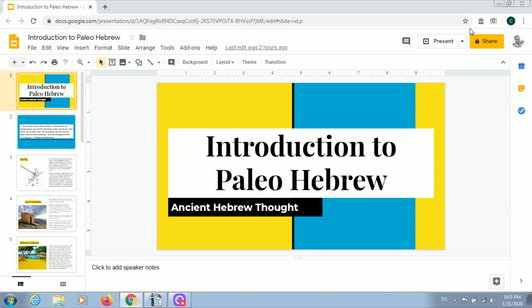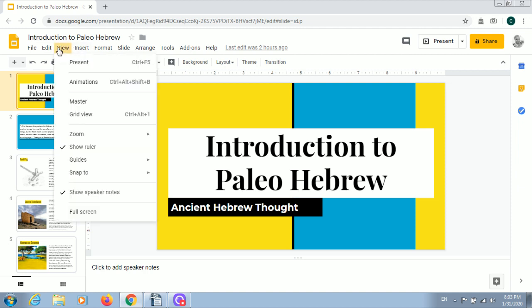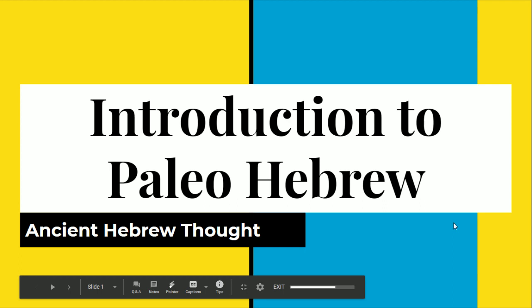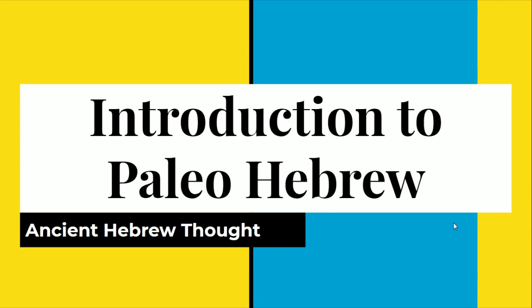So we're going to go ahead and just get started. Hopefully I don't take up much of your time, but I do want to be thorough in order for you to get the point. So this is Introduction to Paleo Hebrew, and the first class is Ancient Hebrew Thought. We're going to go through what it is to think anciently, to think like a Hebrew, basically an ancient Hebrew. Let's just go ahead and get into it.